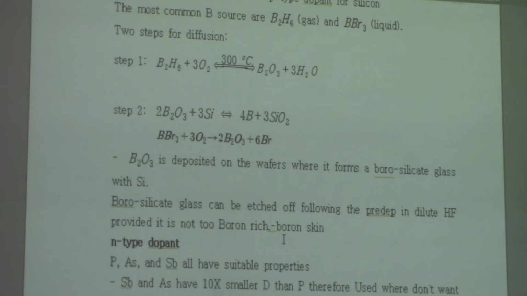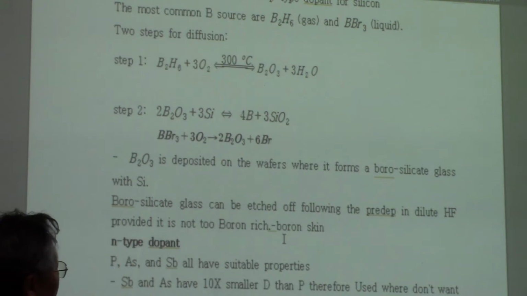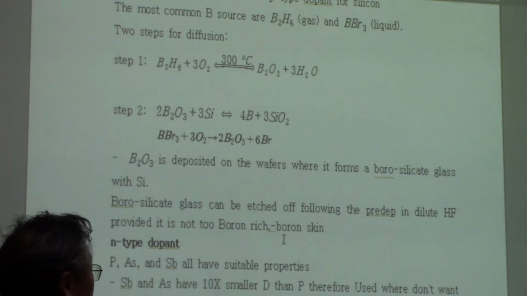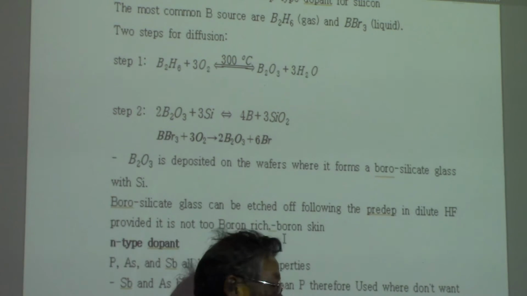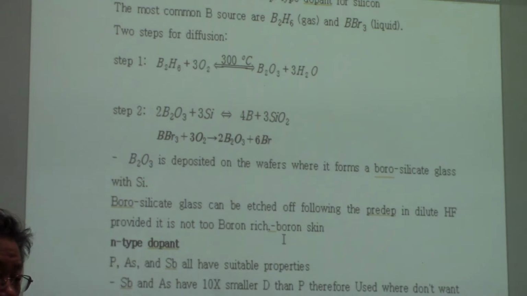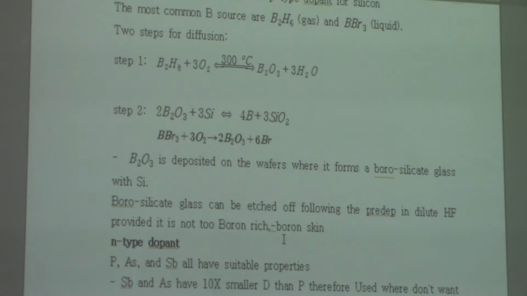Sometimes this glass is formed after the pre-deposition. This glass contains a lot of boron, so we call it borosilicate glass. This glass sometimes cannot be etched easily, and we do have an industrial problem, especially in the boron case.